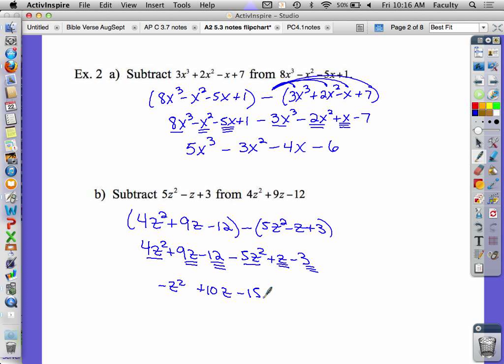Something I want to point out is this is all Algebra 1 review, okay? This is not Algebra 2 yet. So we're just making sure we have a solid foundation before we get to our Algebra 2 stuff.